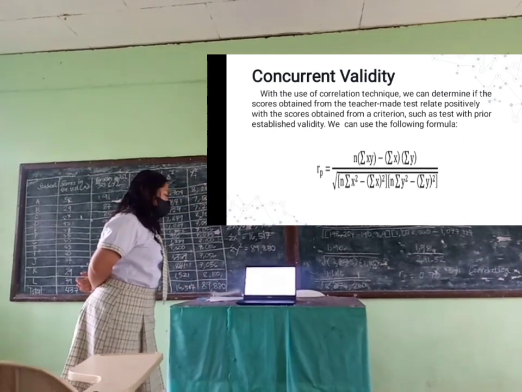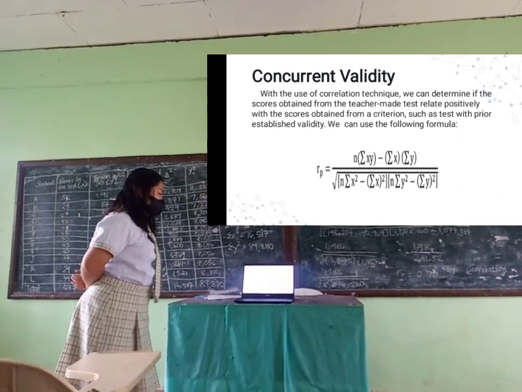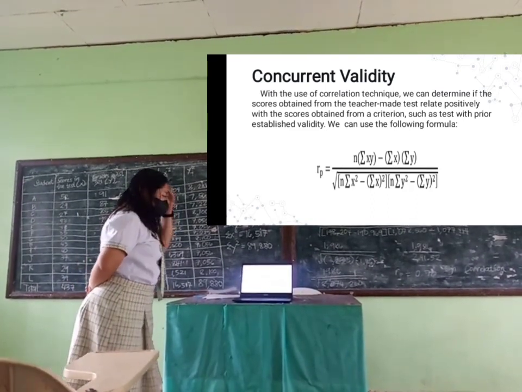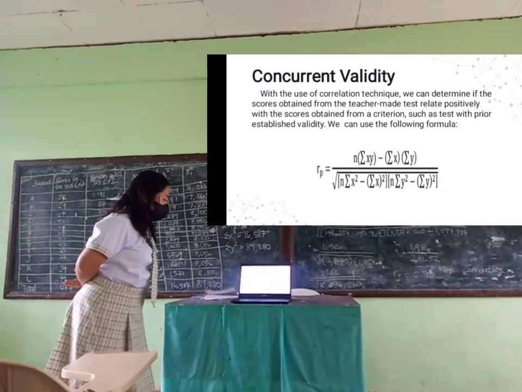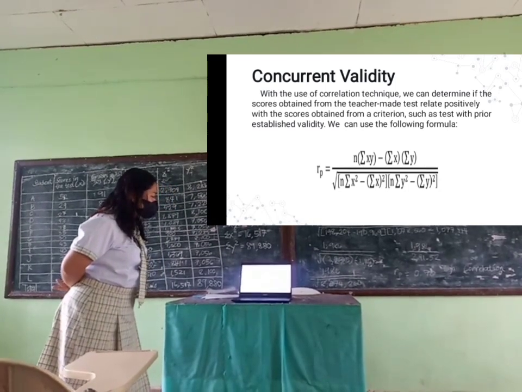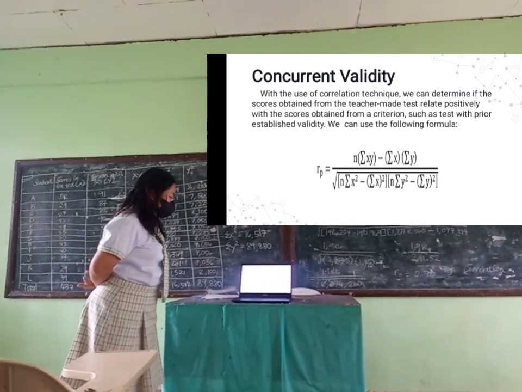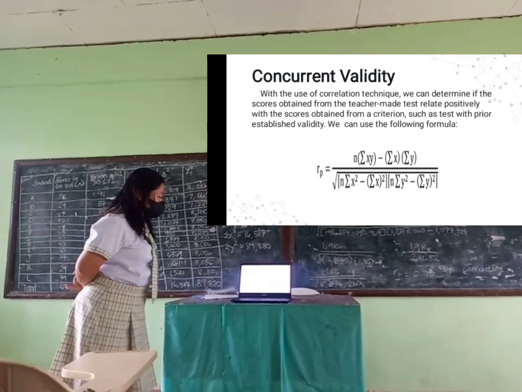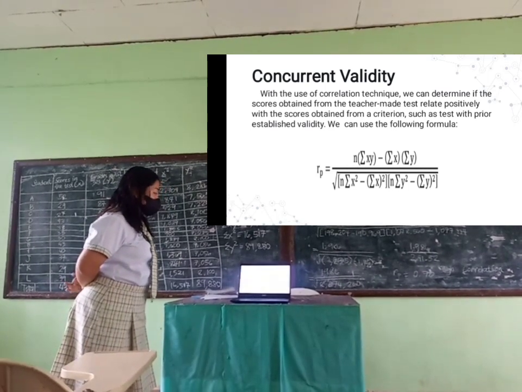N is summation of xy minus summation of x times summation of y, over the square root of n summation of x squared minus summation of x squared quantity, times the quantity n summation of y squared minus summation of y squared quantity.